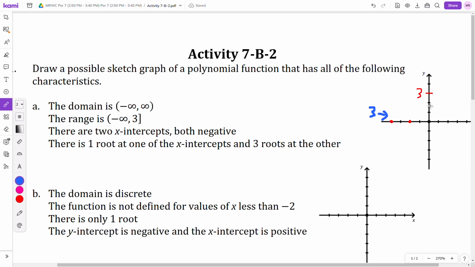So we have a triple root, and the 3 just means, let me actually write triple, because you might get confused. So this one here is triple. Triple root there, single root here. So this right here is degree 4.